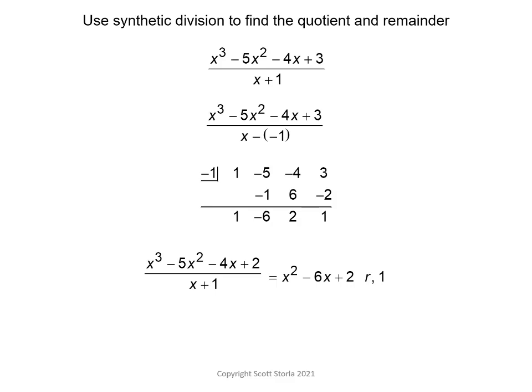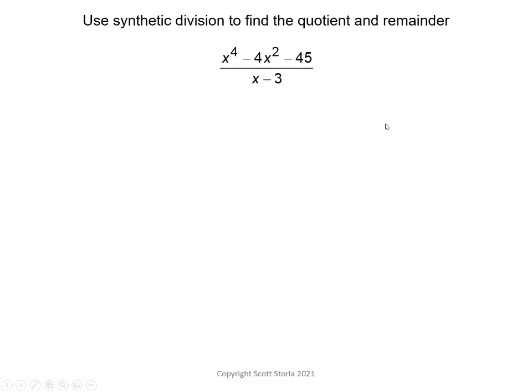Let's continue working with synthetic division. Now, so far, all of our dividends have had every single place value. For instance, here we had a third degree term, a second degree term, a first degree term, and a constant. But what about a problem like this one, where we have a fourth degree, we don't have a third degree, we have a second degree, no first degree, and our constant's negative 45.